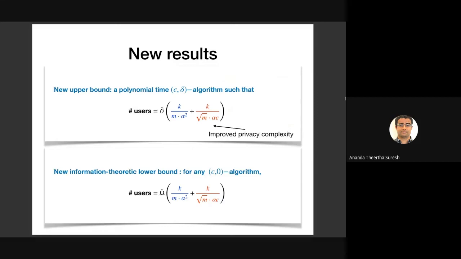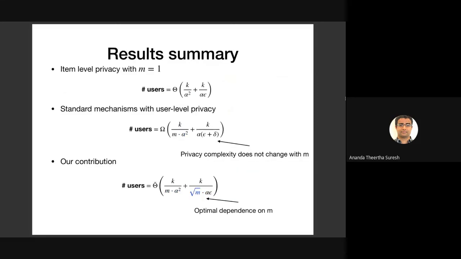Let's summarize all the results. If one is interested in just item-level privacy, where m equals 1, the number of users necessary is k by alpha squared plus k by alpha epsilon. If you use many existing standard mechanisms, then the statistical complexity in fact goes down as k by m alpha squared, but the privacy complexity does not change with m. Our main contribution is to show that the privacy complexity scales as 1 over square root m, and further, it's optimal.